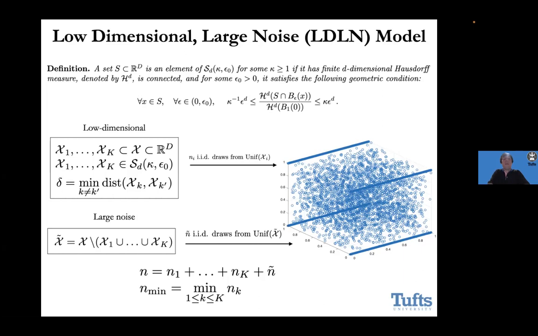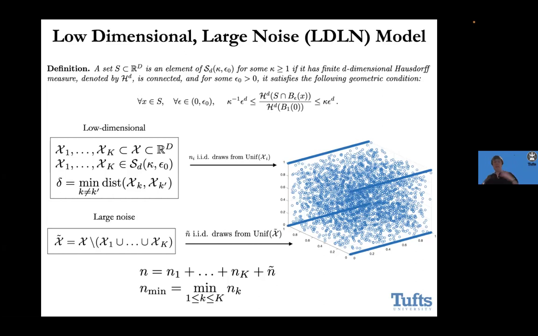And what I'm going to do is sample from them at rates n1 through nk. I'm also going to allow background noise, and the point is that I'm going to be able to tolerate quite a lot of it with this metric. So I'm going to sample n tilde points from everything in my domain that's not a cluster set. What I'm showing you on the right is a simple instance of this.